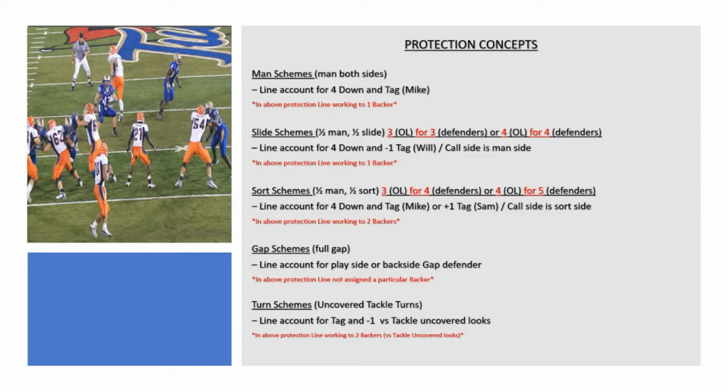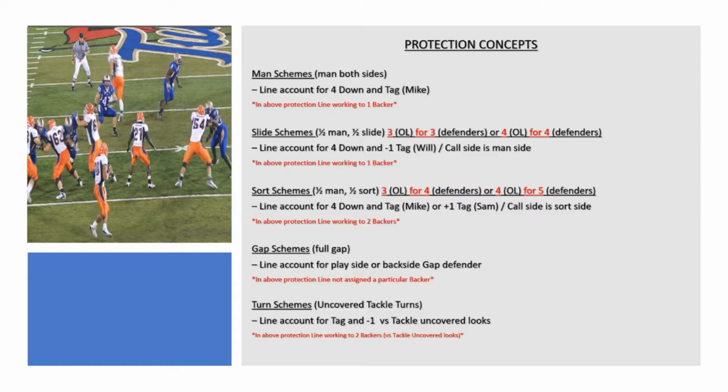Well, if we're just going to talk about full gap schemes in terms of protection, then the line's going to account for either the play side or the backside gap, depending on how your system calls it. But they really aren't assigned a particular backer. They're only assigned someone in their gap. So if you had a Mike backer who started off in the B gap and he ran a blitz and came all the way outside into the D gap, there's no lineman who's accounting for him. They're all going to account for their gaps if it's a full gap protection. So no one has men. Everybody has a gap, whether it's front side or back side, and the back usually is fitting off of that in some fashion.